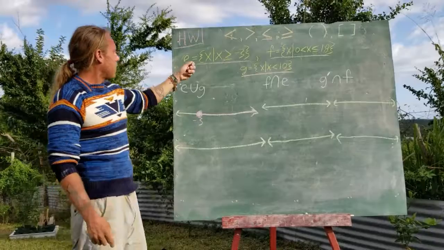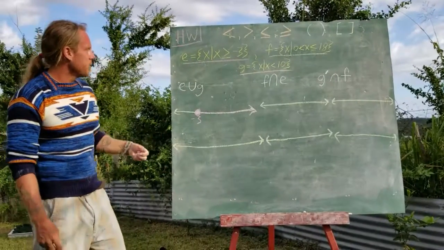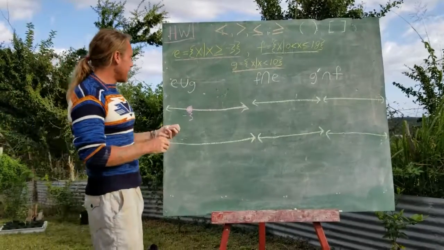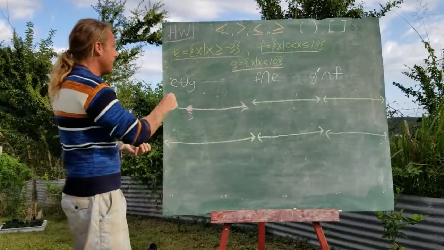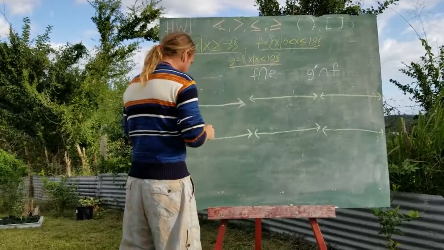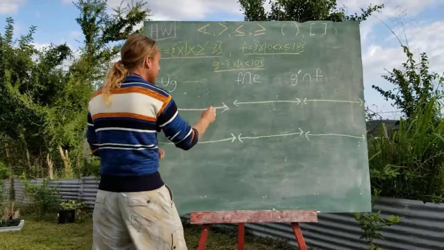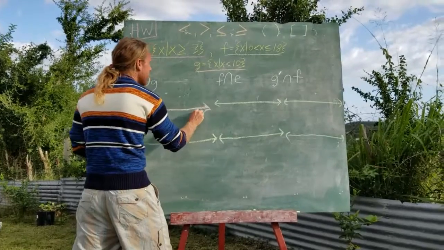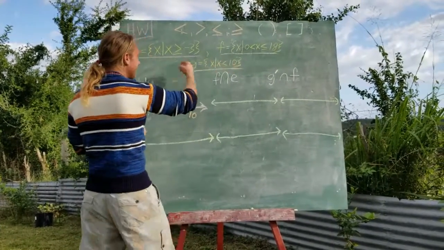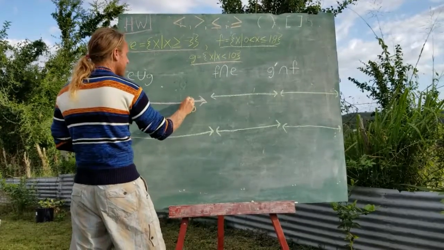So this is what our purple one looks like. Let's superimpose the set G on this number line. G is the set of all elements x such that x is less than 10. So if this is 10, all the elements within G will be less than 10.